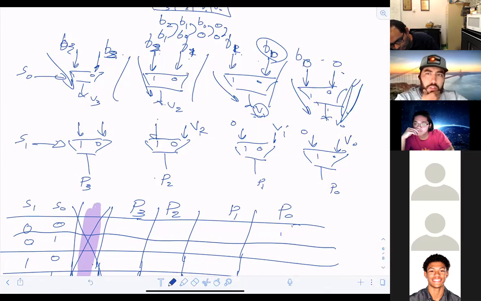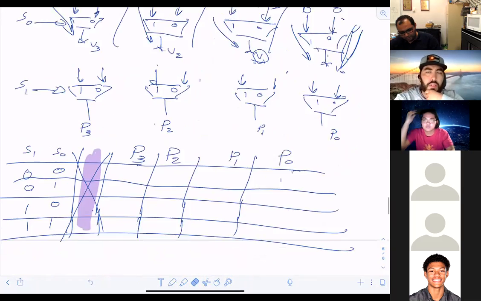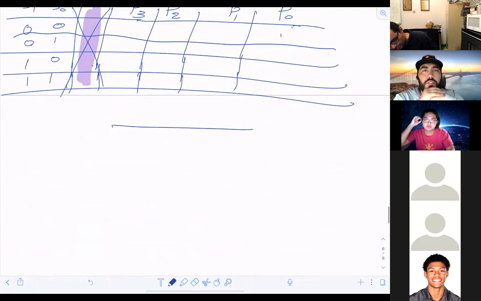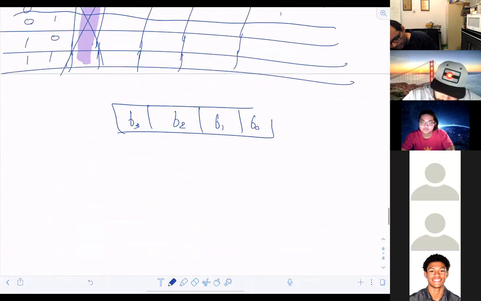B0. 0, V3. V0, right? No. It's confusing now. Last two should be B0, B1 on the left. Let me see. I think the best way to do it is like this. B0, B1, B2, B3, right?